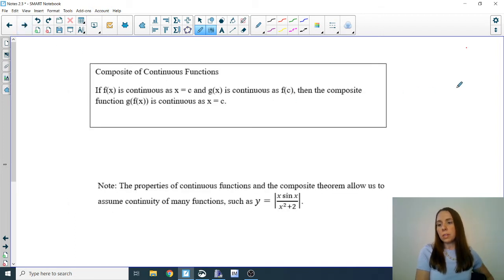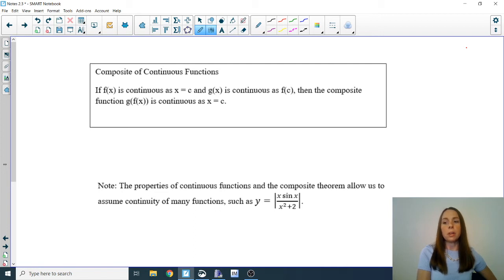Also, our particular curriculum notes that there is a composite of continuous functions theorem that says that if you have a continuous function at x equals c and another continuous function at the function value of c, then the composite of those functions is continuous at x equals c. I'm not going to spend too much time talking about that. It's just out there, so I wanted you to note it. And then I have this note here at the bottom of the page that says that the properties that we just discussed and this composite of continuous functions theorem allow you to assume continuity for many different types of functions.